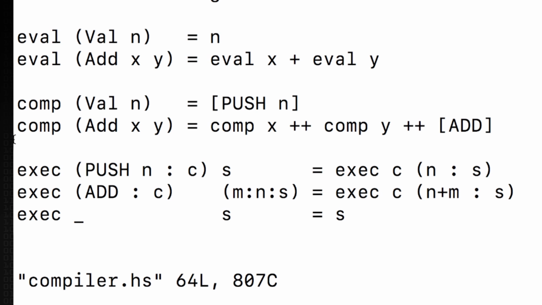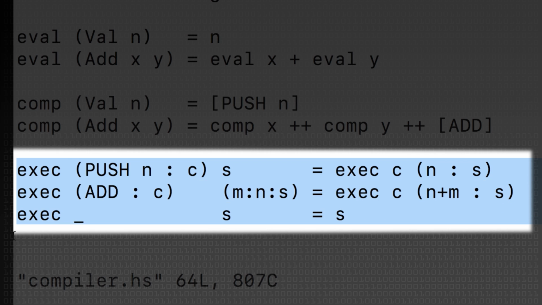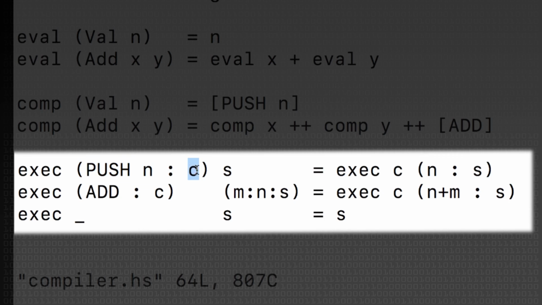So the code looks a bit more complicated, but it's actually completely straightforward, and we can just talk through this. If we want to execute a push, and then we have some more code afterwards, in the context of a given stack, we're simply going to put that number on top of the stack, and then continue executing the remaining code. So very simple. If you want to execute a push, you put that number on top of the stack, and then you just continue with whatever it was you were going to continue with.